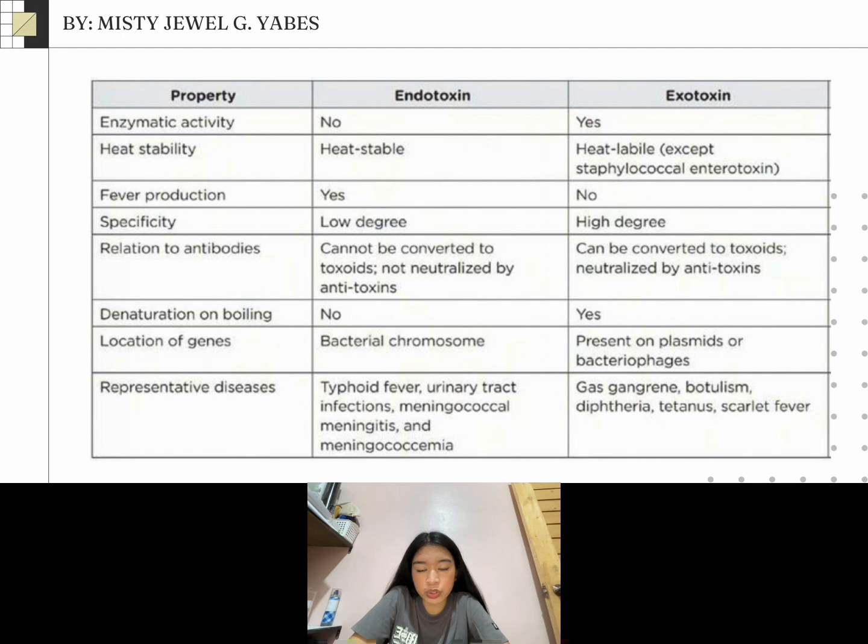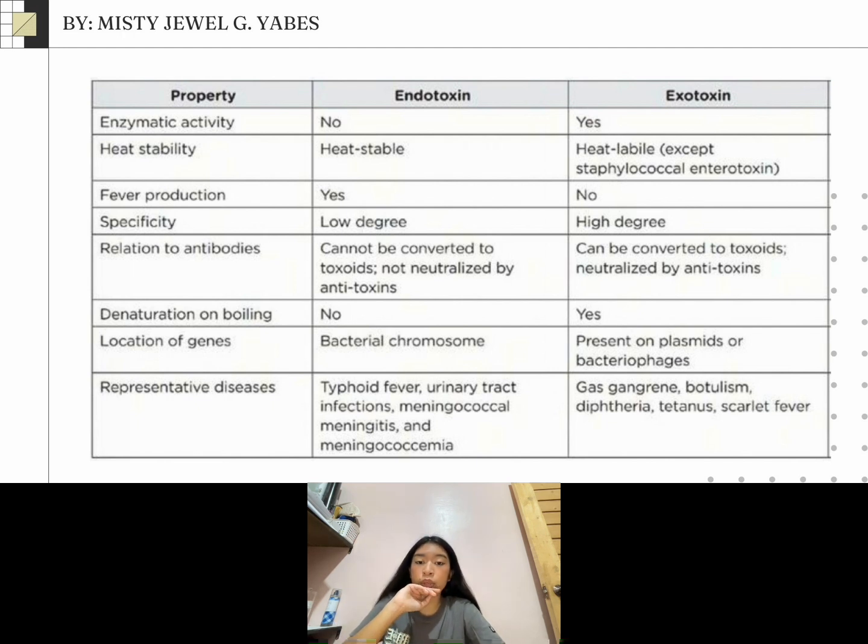Dito naman is sa relation to antibiotics or antitoxins. Ang endotoxin natin, it cannot be converted to toxoids and not neutralized by our antitoxins. Tapos, ang ating exotoxin naman can be converted to toxoids and can be neutralized by our antitoxins. Next naman is sa denaturation on boiling. Ang ating endotoxin ay hindi nade-denature on boiling and ang ating exotoxin naman ay nade-denature siya on boiling.